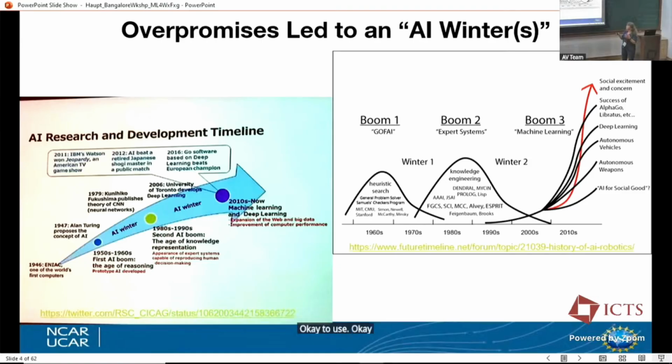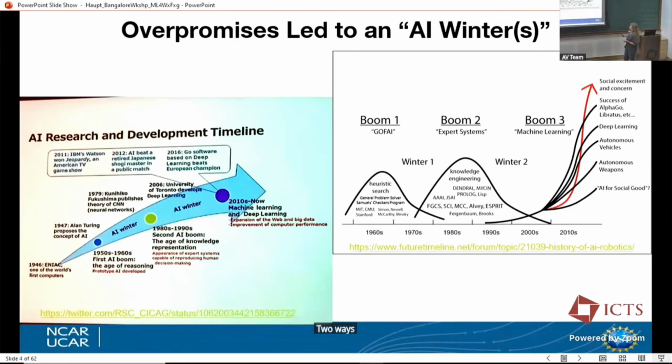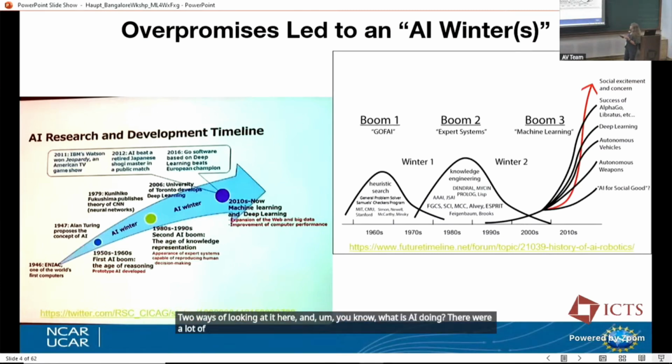And then in the 2010s, that's when we had things like Watson won Jeopardy, AI beat a shogi master, and then the Go, coming up with new solutions to Go. And there's two ways of looking at it here. And what is AI doing? There were a lot of different types of AI that came up in the booms, but then these inevitable winters.